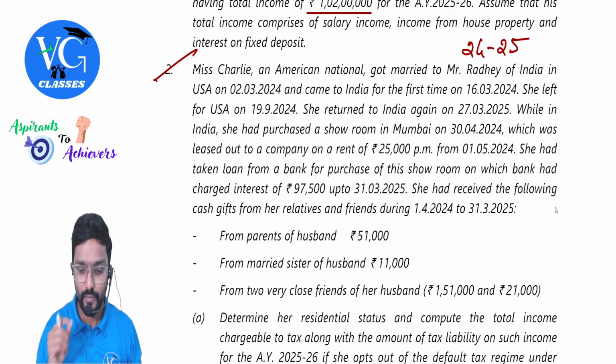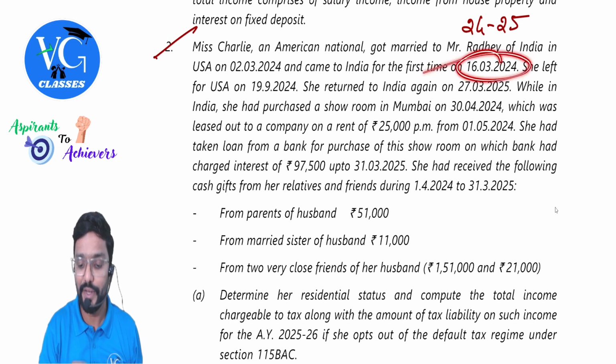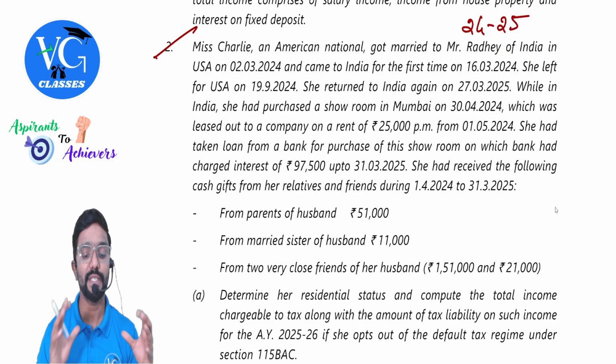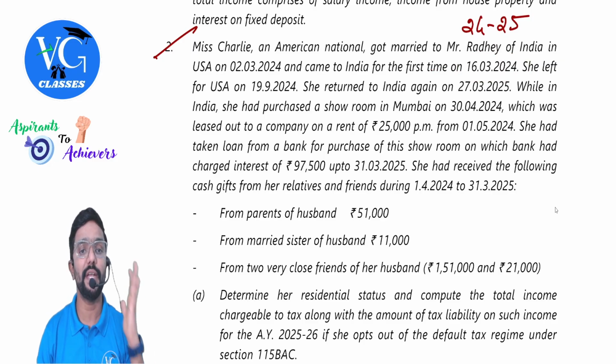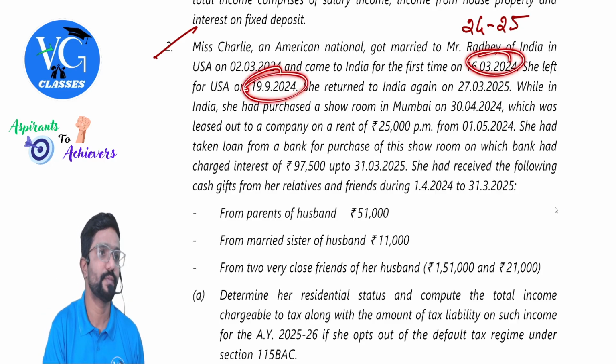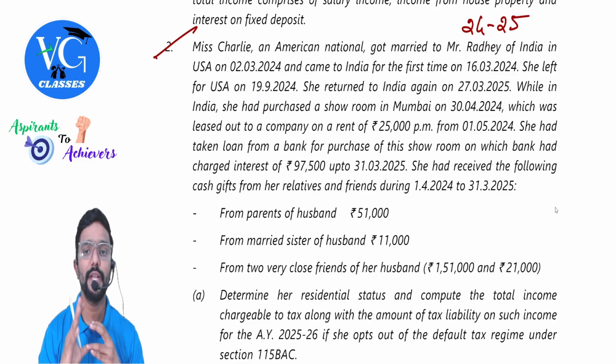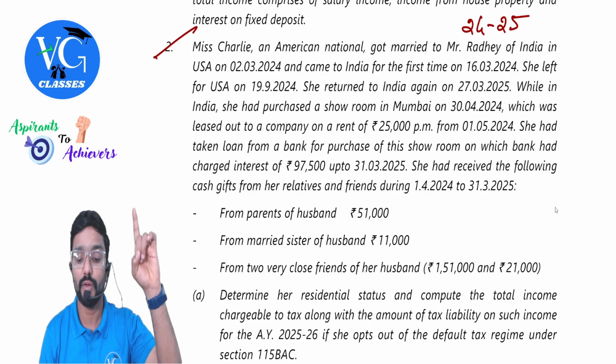Okay. Came to India for the first time on 16th March 2024. She left for USA on 19th September 2024. That means it is understood that she was in India from year to year. She returned to India again on 27th March 2025. While in India, she had purchased a showroom in Mumbai. Okay, one more story.